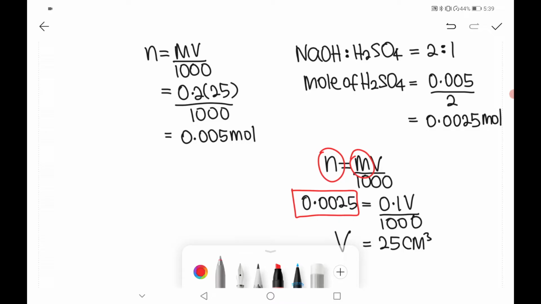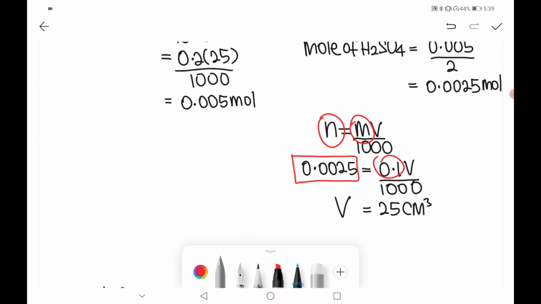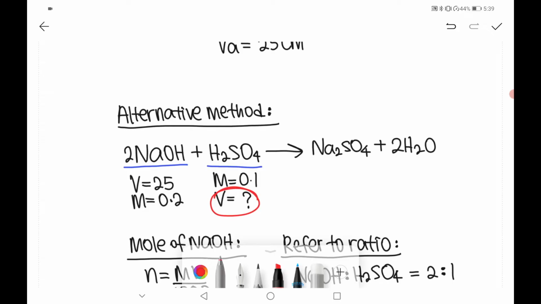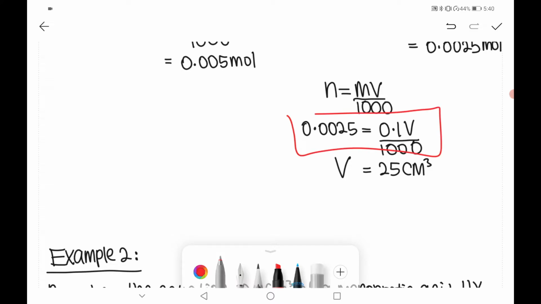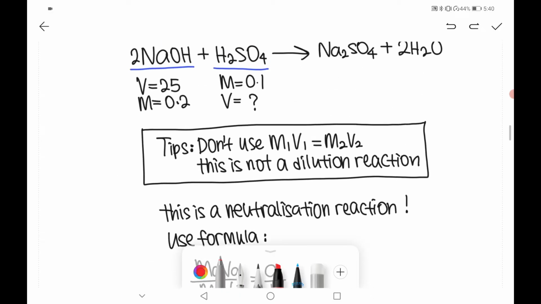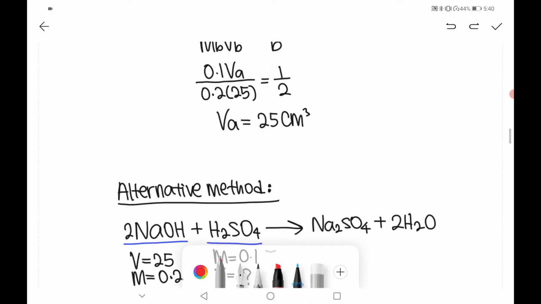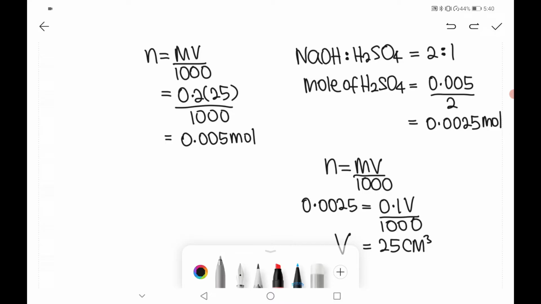The M is concentration. So the concentration of the acid is 0.1. So we can put 0.1 here. V is the volume. Volume of acid, we don't know, so we copy the V. So now you have all the numbers already. After you have the numbers, you can use the calculator to calculate the V. The V is 25 cm3. So the answer must be the same as just now. No matter you use this method or that method, both methods will get you the same answer. Make sure you know how to do it.